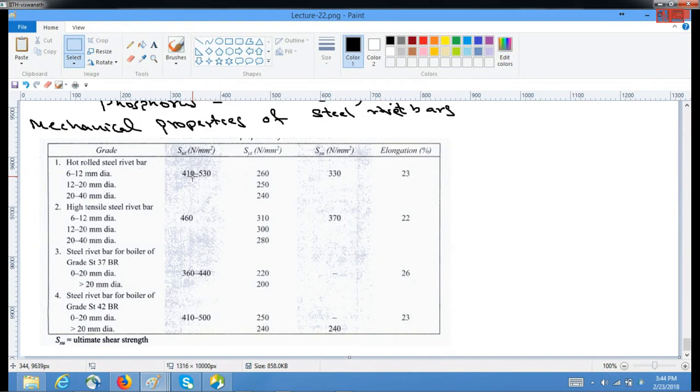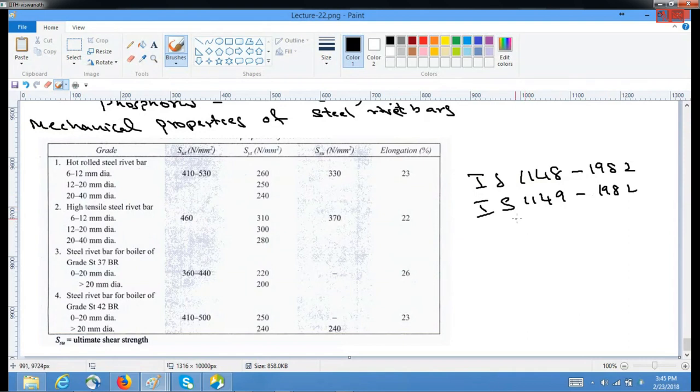And these things are generally specified by the codes. These are the codal specifications from IS 1148 1982, IS 1149 1982, and IS 1990 1973, which give both the composition and the materials using these standard codes.